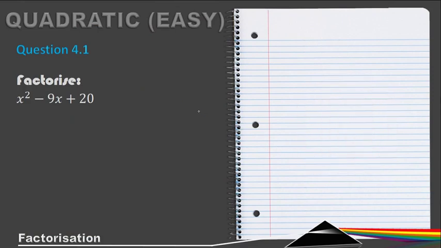Now for question 4.1, we need to factorize x squared minus 9x plus 20. And once again, we start off, we'll just list the factors of 20 over here. We have 1 times 20, we've got 2 times 10, 3 can't go in, and then we have 4 times 5. And to get negative 9, I can say minus 4 minus 5. So I have x minus 4 and x minus 5.